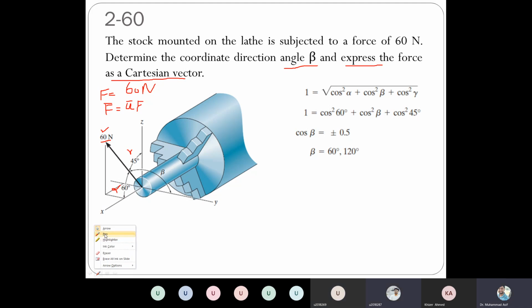Why 120? Why not 60? Because the angle is greater than 90. Yes, you are right. Basically, 60 would be measured clockwise, and when we measure counterclockwise it will be 120. Basically, you are right. Now, looking at this angle from the x-axis up to the y-axis, what should be the total angle?